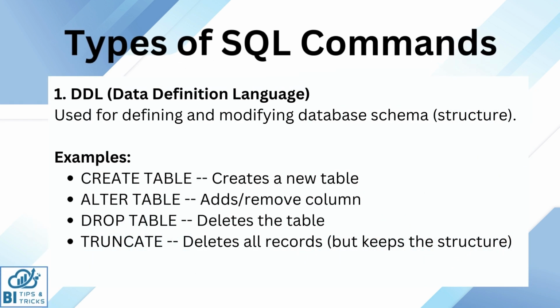Data Definition Language is used for defining and modifying database schema structure. For example, Create Table command, which creates a table in the database. Alter Table command, which can be used to add or remove columns, or change data type of column in the table. Another example is Drop Table, which deletes the entire table from the database. Truncate is also an example of DDL, which empties the table.